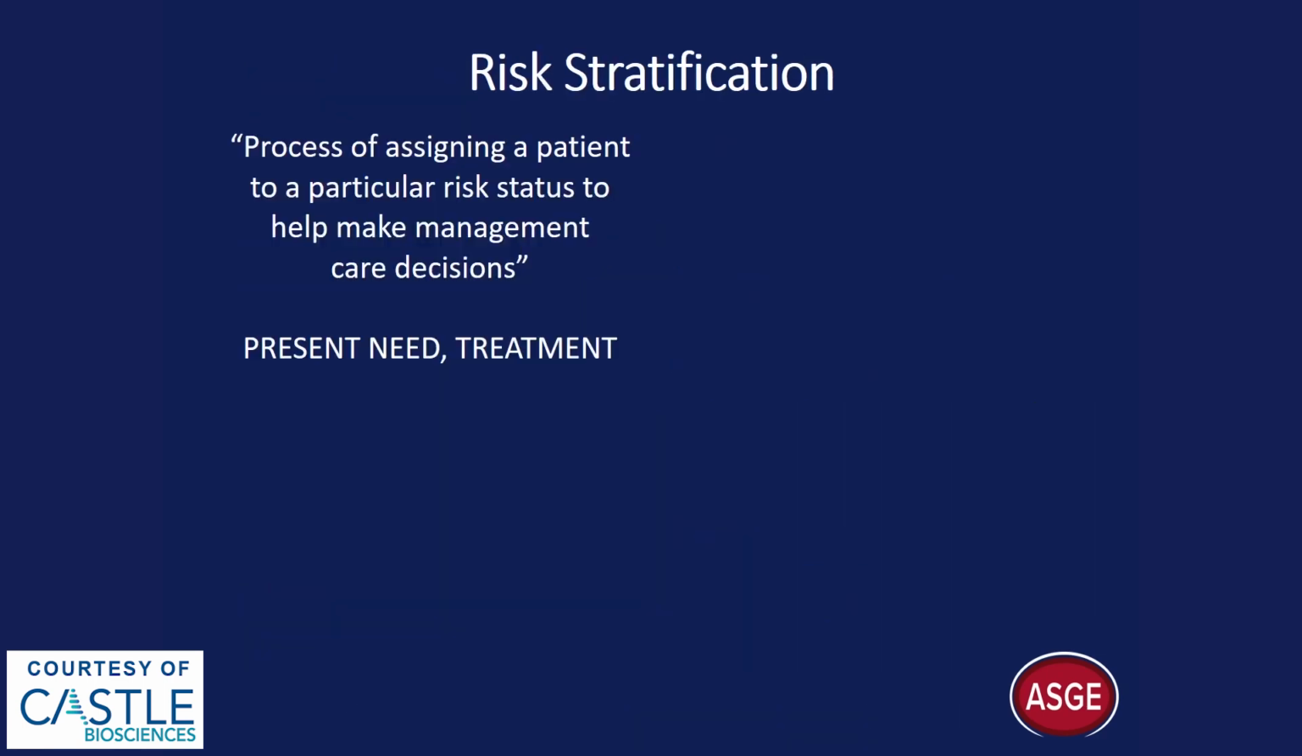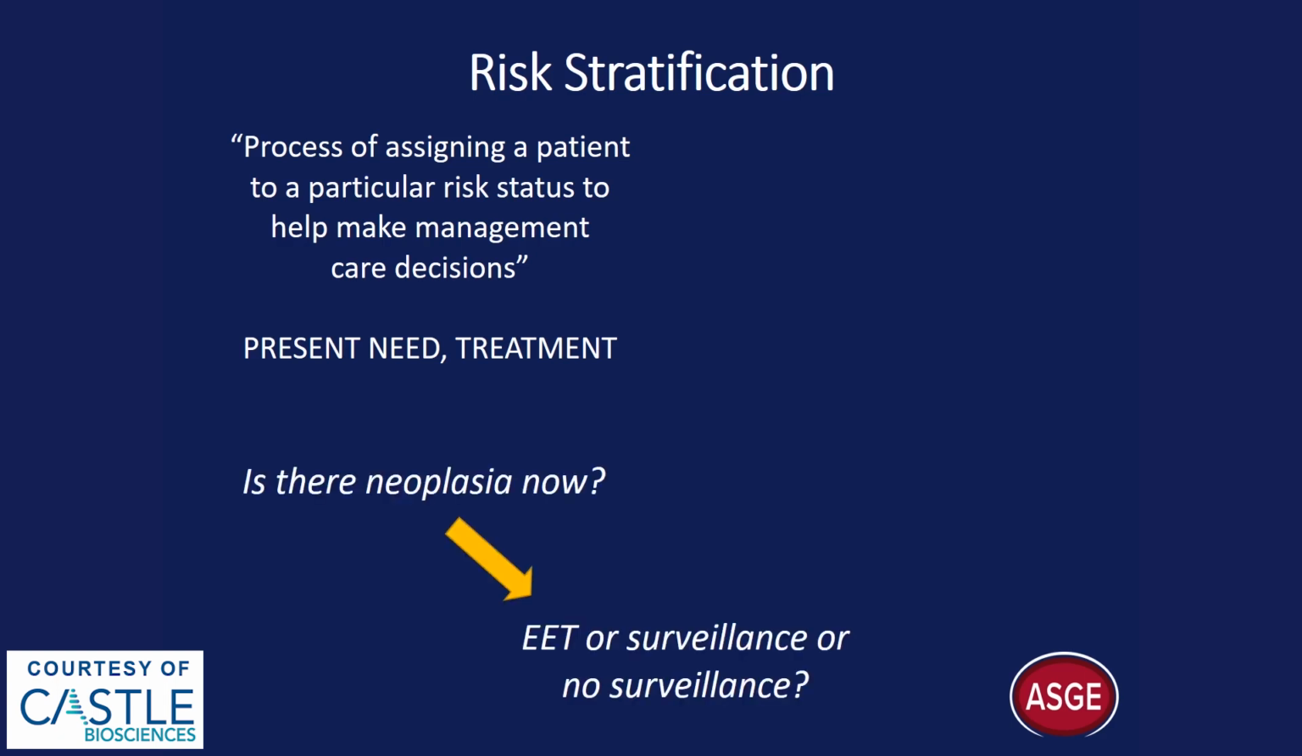Risk stratification is defined as the process of assigning a patient to a particular risk status to help make management care decisions. This includes present need for treatment, and the question of whether neoplasia is present now can lead to the decision about performing endoscopic eradication therapy, surveillance, or if there's no Barrett's, no surveillance.